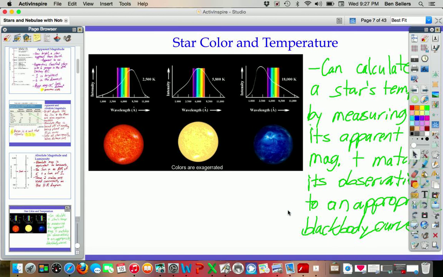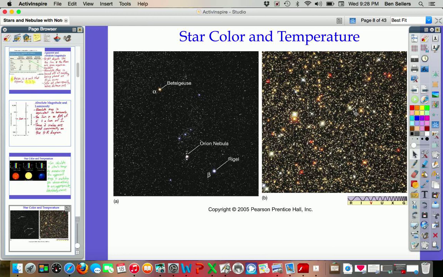Star color and temperature. We reviewed this in the light unit, how we use this information. These are called black body curves, and we can tell a star's color and therefore its size typically, but definitely its light output, by what color it is and where it peaks in this curve. Stars are different colors. Rigel's blue, Betelgeuse red. Orion, this star, it's actually not a star, it's a nebula, is a bright white because it's a lot of hot objects.